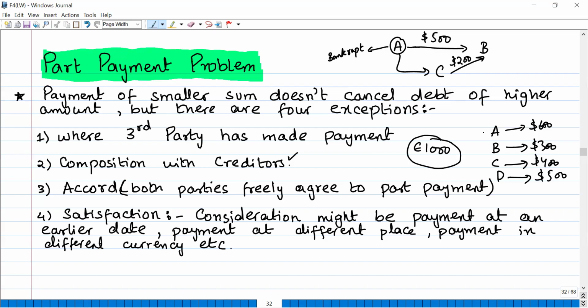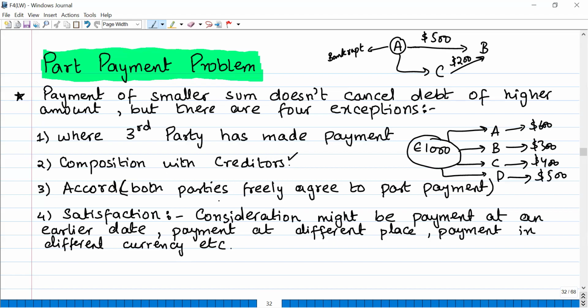So the creditors can make an agreement in which they take the lesser amount according to their credit ratio, and agree to cancel the whole amount of the company's debt. So with the composition with the creditors, you can use the smaller sum to cancel the large amount of debt.